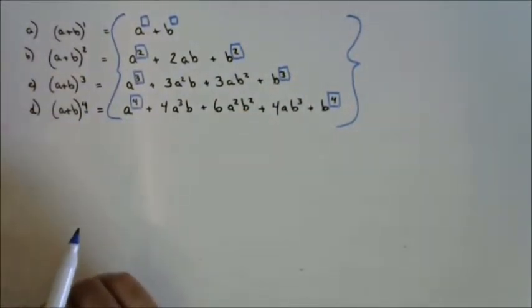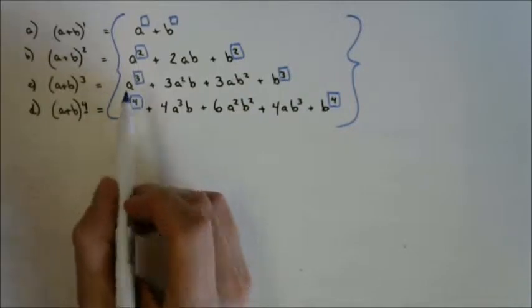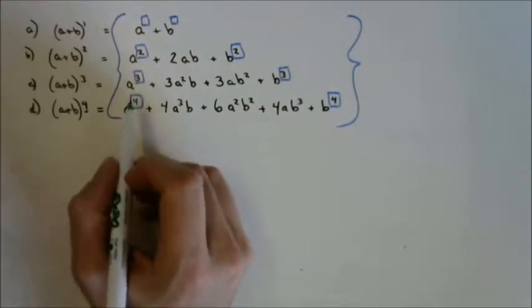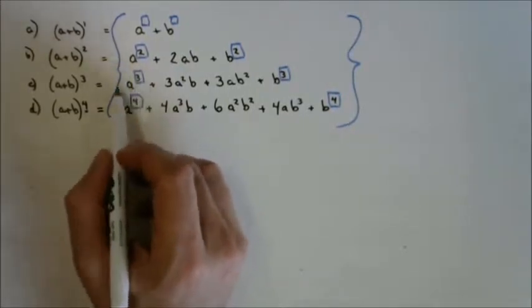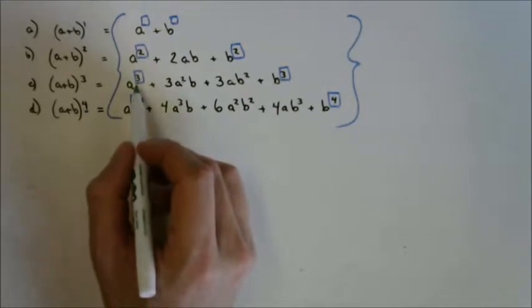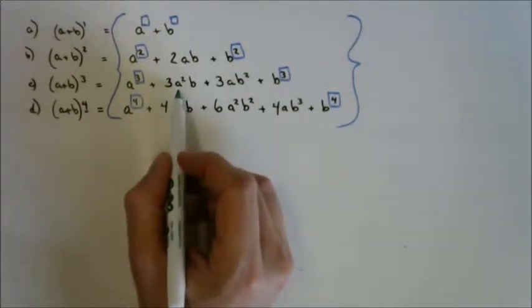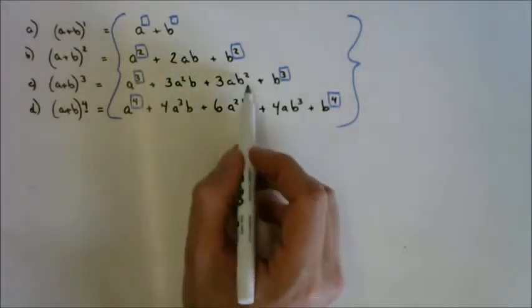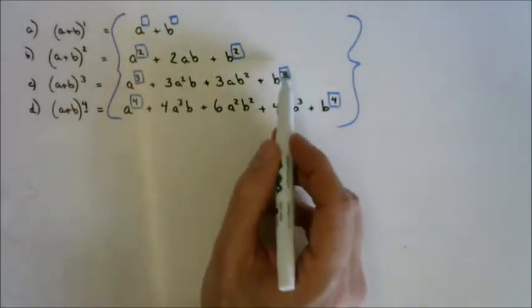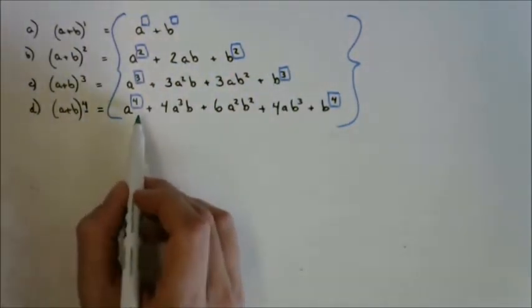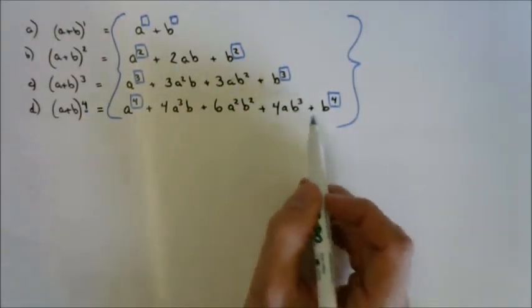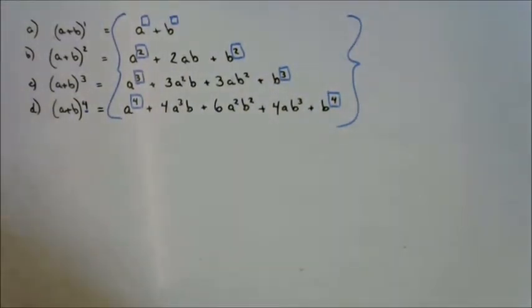What about another pattern? Look at each term and add the exponents within each term. This term has a sum of exponents of 3. This term has a to the power of 2 and b to the power of 1. The sum of its exponents is 3. The sum of its exponents is 3. The sum of its exponents is 3. What about row 4? The sum of its exponents is 4. The sum of the exponents is 4. 4, 4, 4. Okay? Another pattern.